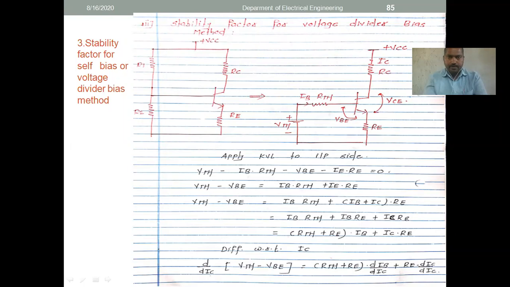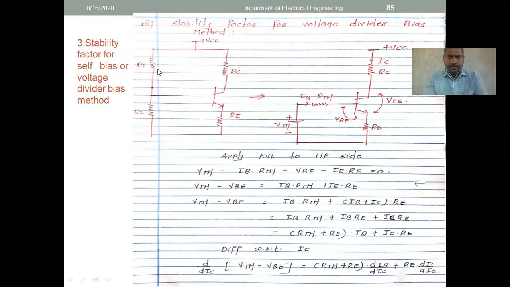Okay, we have seen the stability factor for the voltage divider biasing method. The voltage divider biasing method is often used for different applications of the transistor, because it has some advantages with respect to designing of the circuit. The analysis of this configuration is not simple. That's why we analyze this circuit by applying Thevenin's theorem.